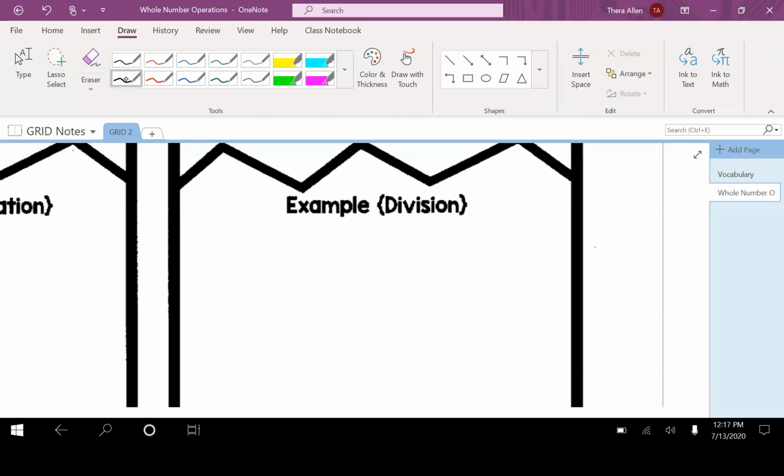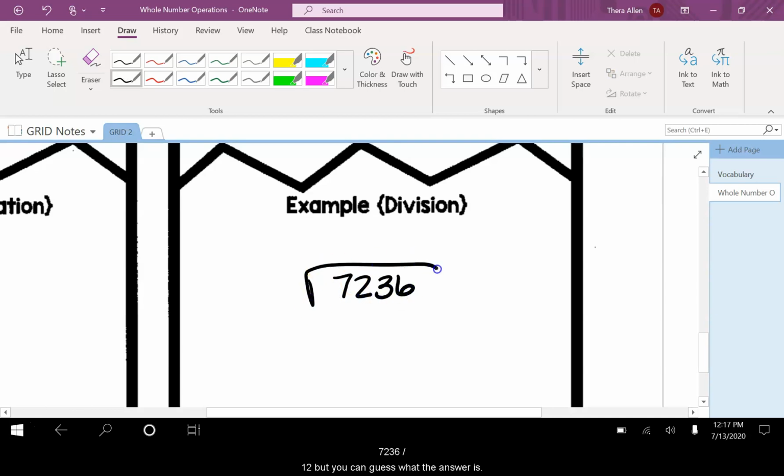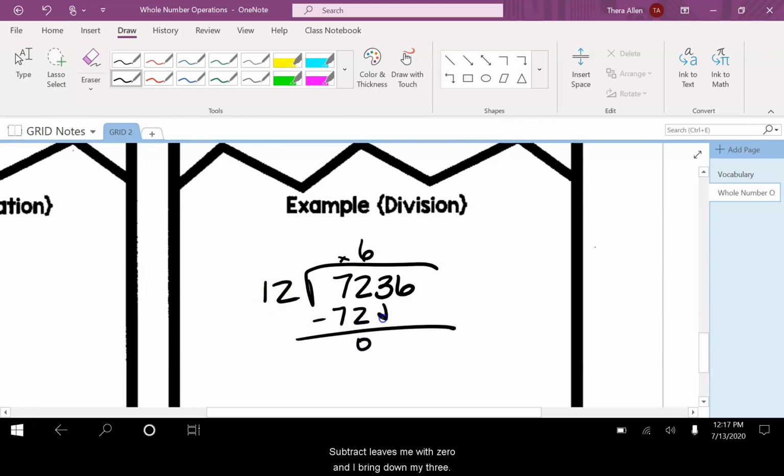Erase. 7,236 divided by 12. I bet you can guess what the answer is. 12 cannot go into 7, so I can put a little X here to remind myself. 12 goes into 72 6 times. 6 times 12 is 72. Subtract, it leaves me with 0, and I bring down my 3.